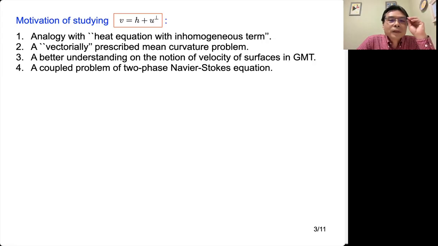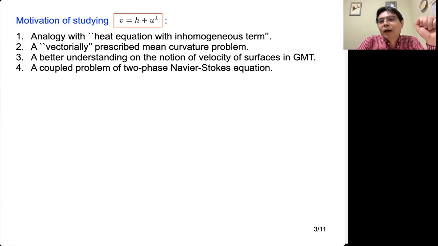Now here, if V happens to be zero, it means it's not moving. Then this is actually a surface which has a prescribed mean curvature vector at a given point, in some sense. So this could be a way to find surfaces whose mean curvature vector has precisely the normal component of the given vector field.